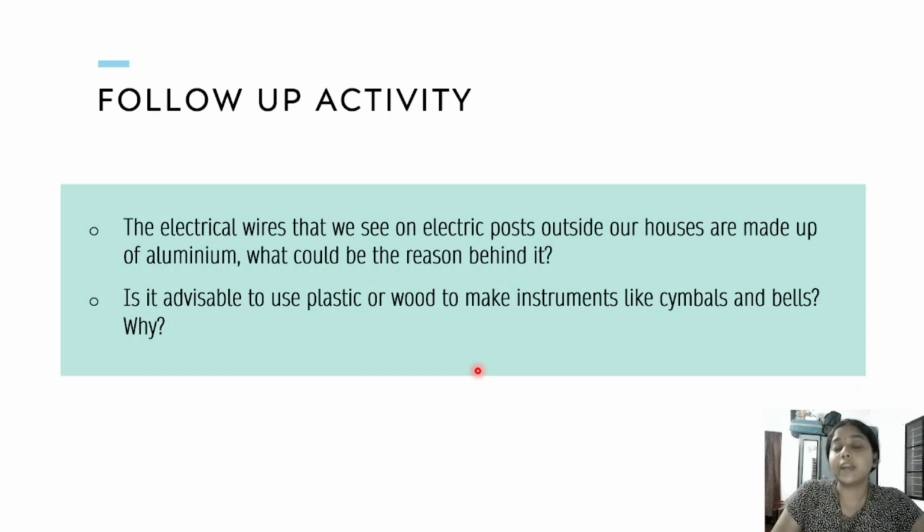Now I am going to provide you a follow-up activity that you should observe and find the reason for, and write it in your science diary. The next question is, the electrical wires that we see on the electric posts outside our houses are made of aluminum. What could be the reason? Normally we use copper wires for home appliances, right? So why are we using aluminum wires for the electric posts outside? You have to think and write it in your science diary.